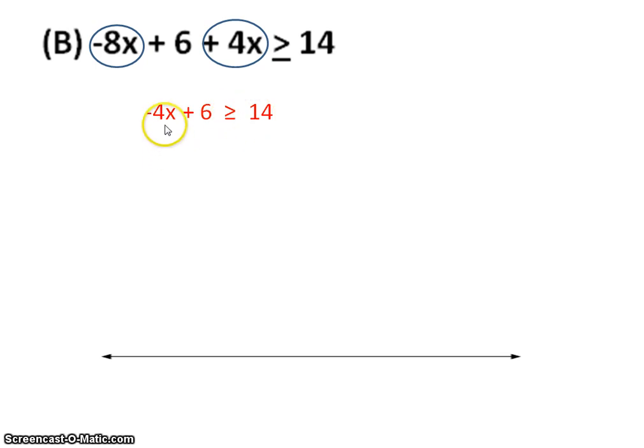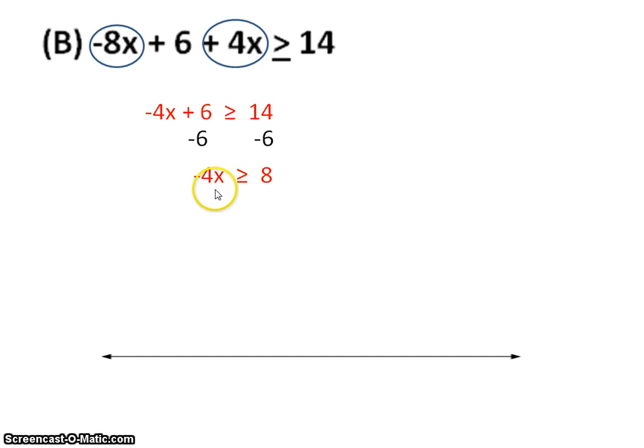On the left hand side, x is being multiplied by a negative 4 and 6 is being added to it. So I want to undo the addition first. I can do that by subtracting 6 to the left hand side and the right hand side. On the left hand side, these 6's will drop out and I will be left with negative 4x is greater than or equal to 14 minus 6, which is 8.